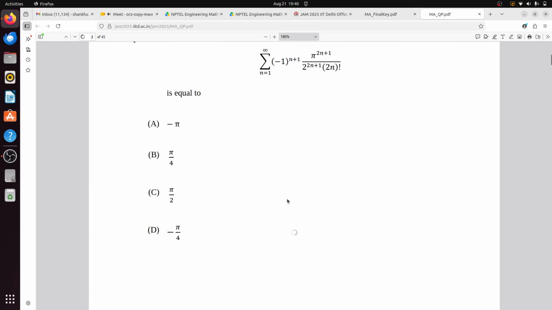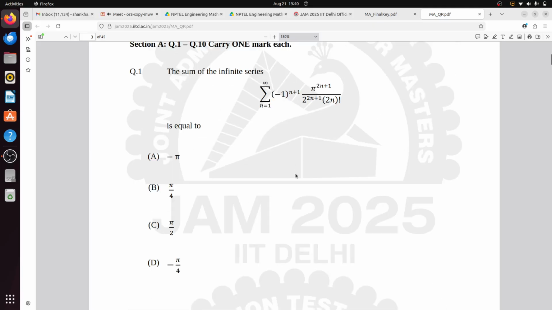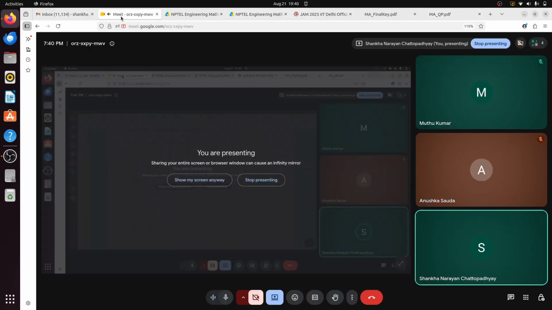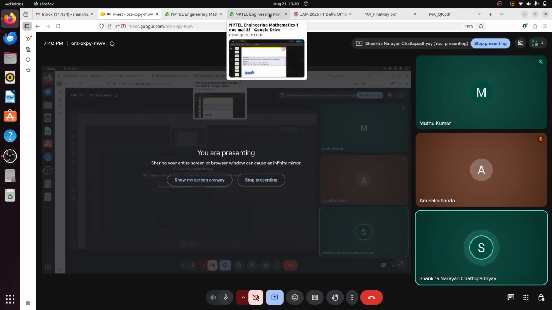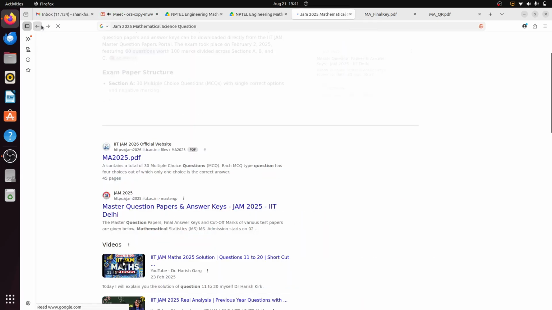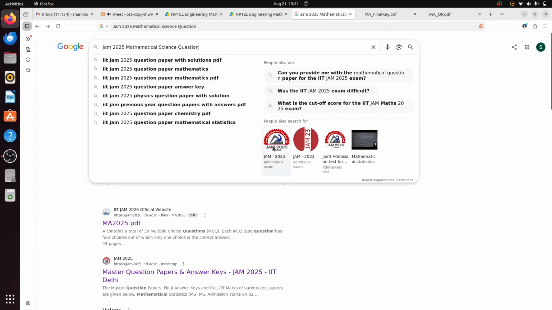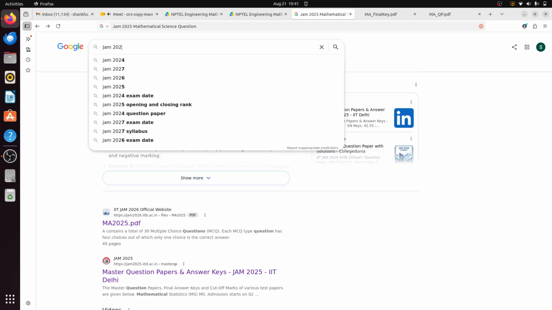The differential equation problem and the sequence problem, till now I have discussed these problems. But still we have some time left, so let's move to JAM 2025, because I will not start the Lagrange's multiplier test today. I will discuss Lagrange's multiplier test in the next class.